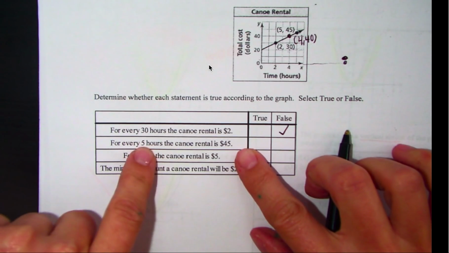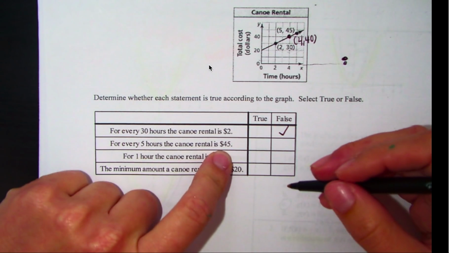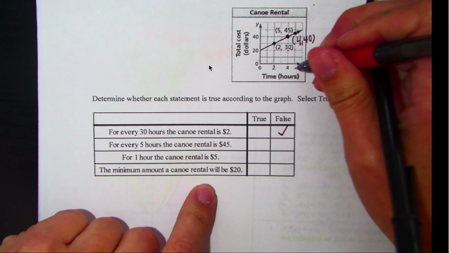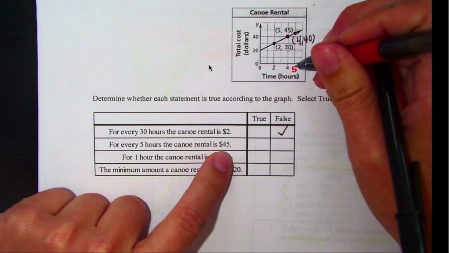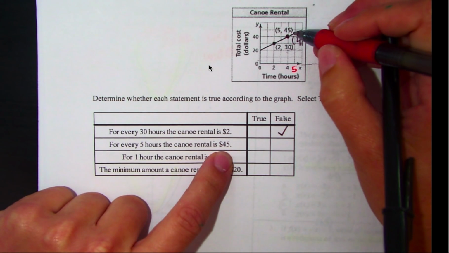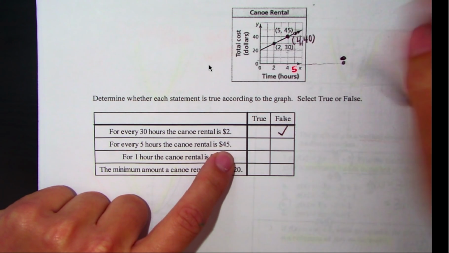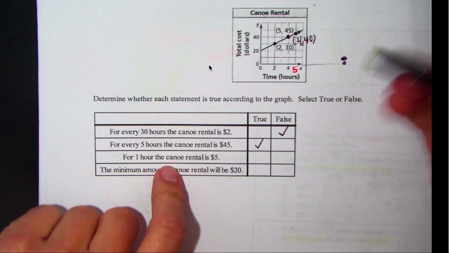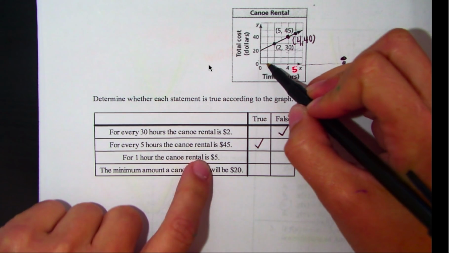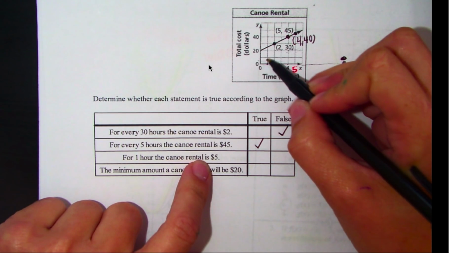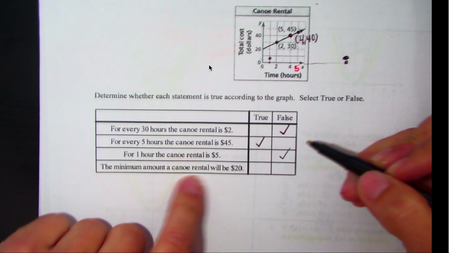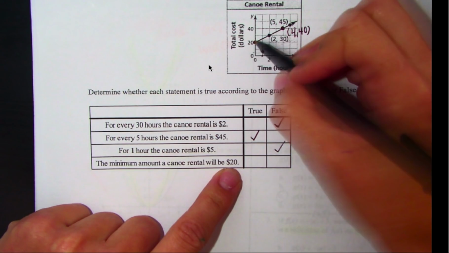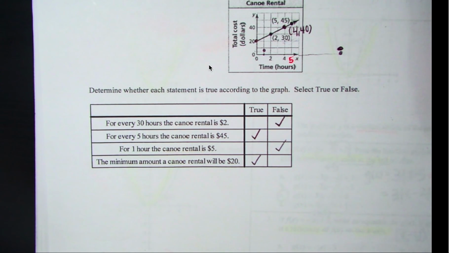Okay, for every 5 hours, the canoe rental is $45. Okay, so let's go to 5 hours. Here's 5 hours. Is the canoe rental going to be 45? Yes. Okay, so for every 5 hours, it'll be $45. Okay. For 1 hour, meaning I'm over here, 1 hour, the canoe rental is $5. No. The minimum amount a canoe rental will be $20. Yeah, because that's my y-intercept. That's the minimum amount. Okay, sorry I confused you on that last one.